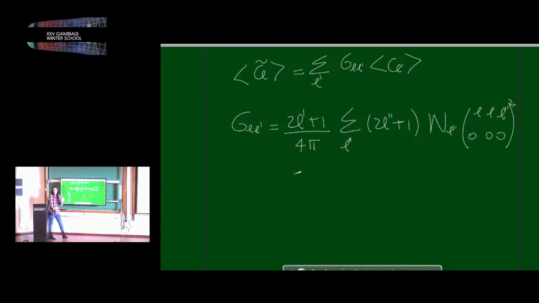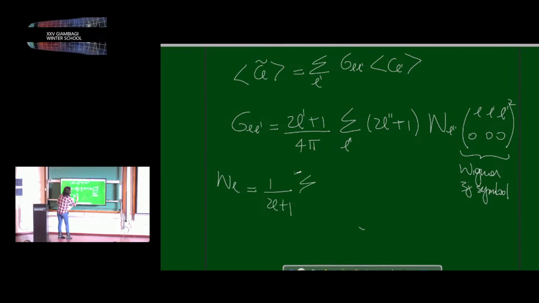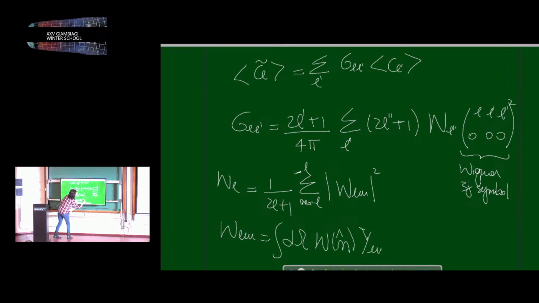This is the Wigner 3J symbol. Perhaps you saw it with Julien or other people. No? This is known as the Wigner 3J symbol. Okay, and they are standard functions. And what is this W_L? This W_L is 1 over 2L plus 1, the sum over m from minus L to L, of W_LM squared, okay? And what is W_LM? W_LM is the integral over the solid angle of the window function times Y_LM conjugated, okay?